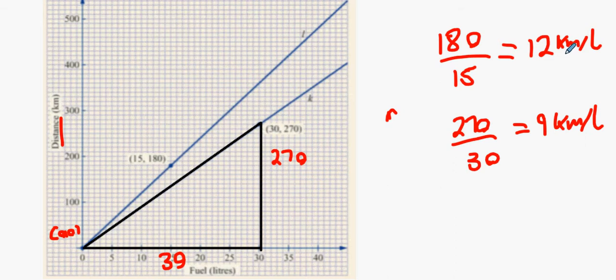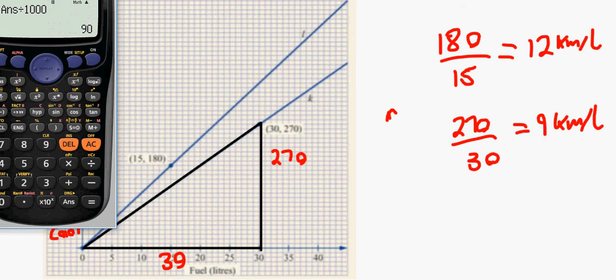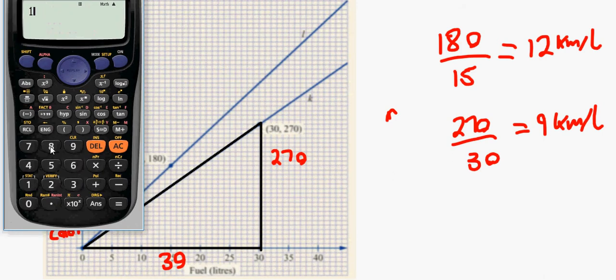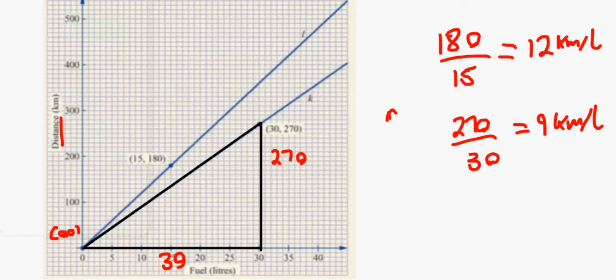Because look what happens. If you do 180 kilometers on 15 liters, what does that mean? How many liters are you using per hour? 180 divided by 15? 12 kilometers per liter, I mean. Sorry. If you travel 270 kilometers on 30 liters, how many kilometers are you doing per liter? 9. That makes sense? Hopefully.